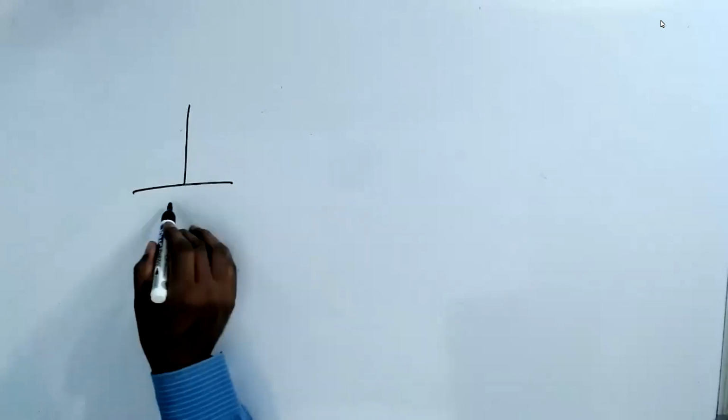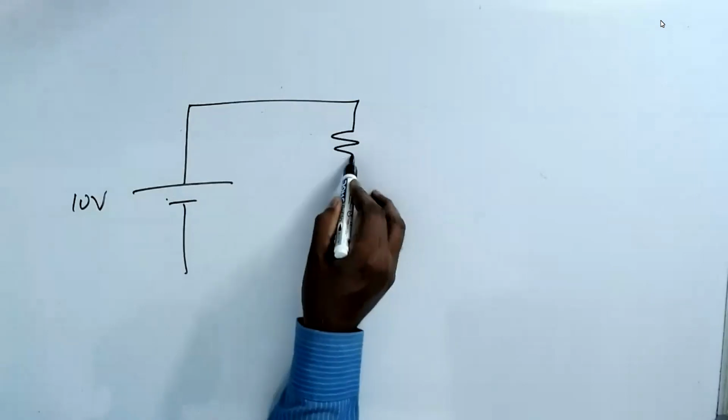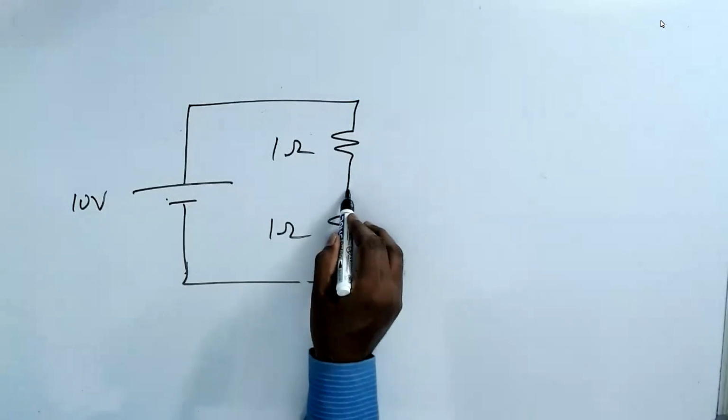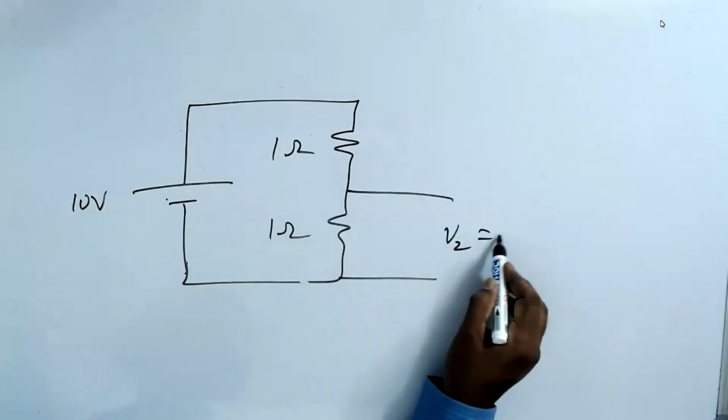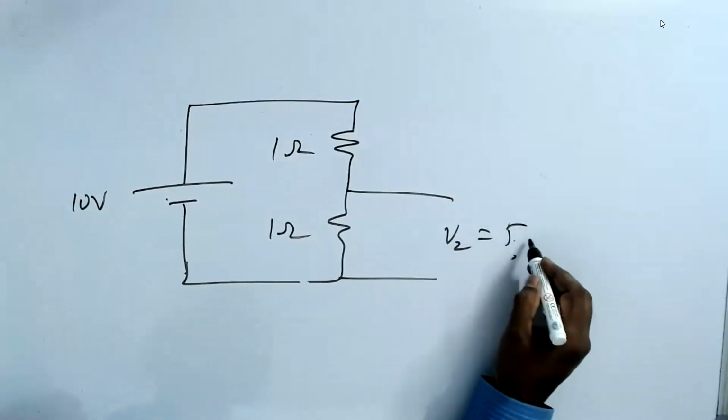If I start a thing like this, if I say that 10 volt, 1 ohm, 1 ohm, what is the voltage here? What is the voltage here? 5, sir. 5, same, very simple, 5 volt.